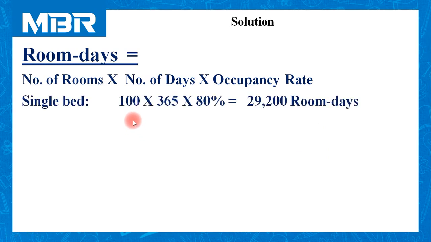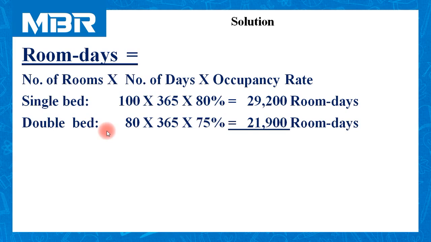Let us calculate for single bed. Number of rooms are 100. Number of working days are not given in our question. So by default, we need to consider 365 days. And occupancy rate for single bed room is 80%. So room days are 29,200 for single bed room.